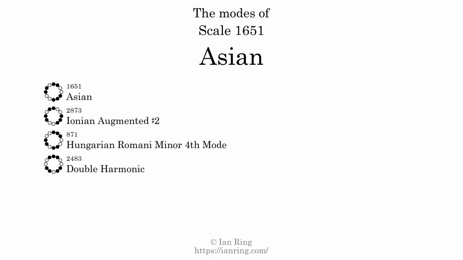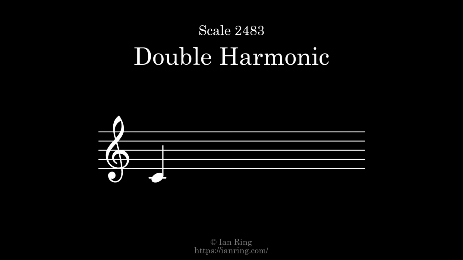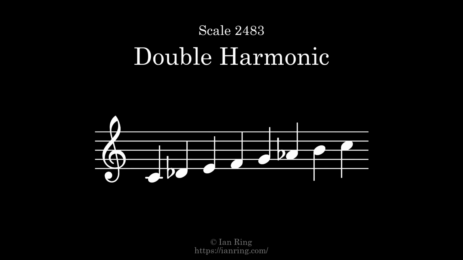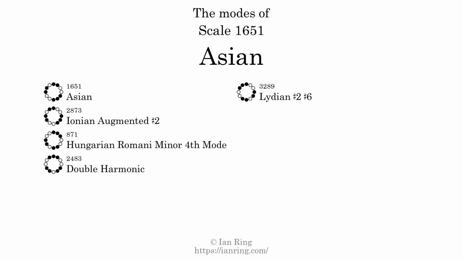The fourth mode is scale 2483, also known as double harmonic. It sounds like this. The fifth mode is scale 3289, also known as Lydian sharp 2 sharp 6. It sounds like this.